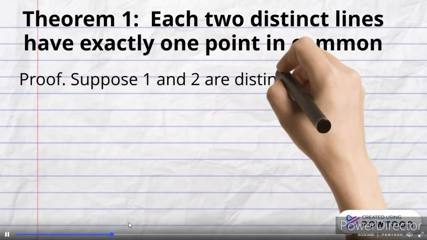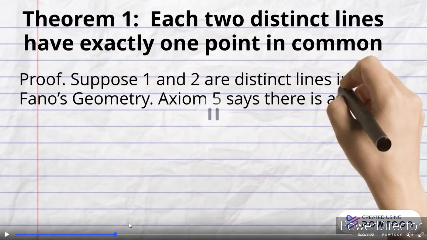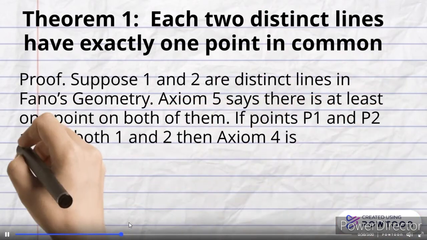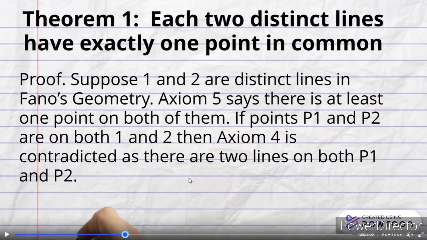Next, let's proceed with the theorem. Theorem 1. Each 2 distinct lines have exactly 1 point in common. Proof. Suppose l1 and l2 are distinct lines in Fano's geometry. By axiom 5, there is at least 1 point on both of them. If points P sub 1 and P sub 2 are on both l1 and l2, then axiom 4 is contradicted, as there are 2 lines on both P sub 1 and P sub 2.